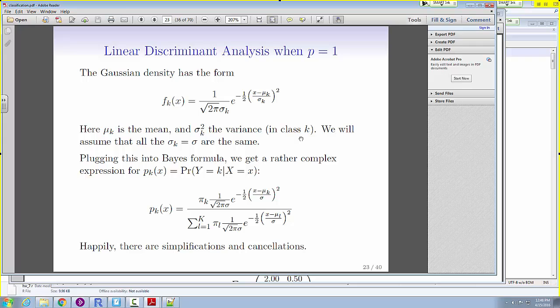We might have 3 classes, tumor class A, B, or C. This model, this likelihood model, says that the distribution of our input variable in class K is normal with mean mu k and a variance, sigma squared k. So all we're saying is that, draw a picture.